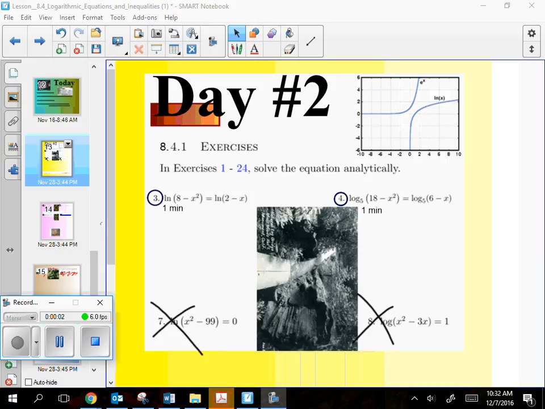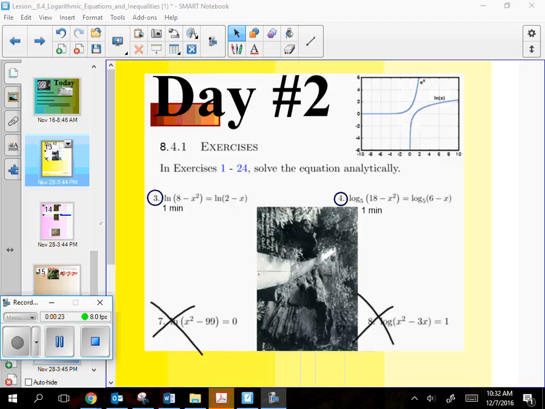Okay, today we are starting with what I'm assigning you tonight, the homework for tonight. It's the second day of 8.4, near the end of that file, the last 4 or 5 pages, and it says day 2, and it's bright yellow like this. The ones that are circled there, we're going to do. The ones that are crossed off, we're not going to do.